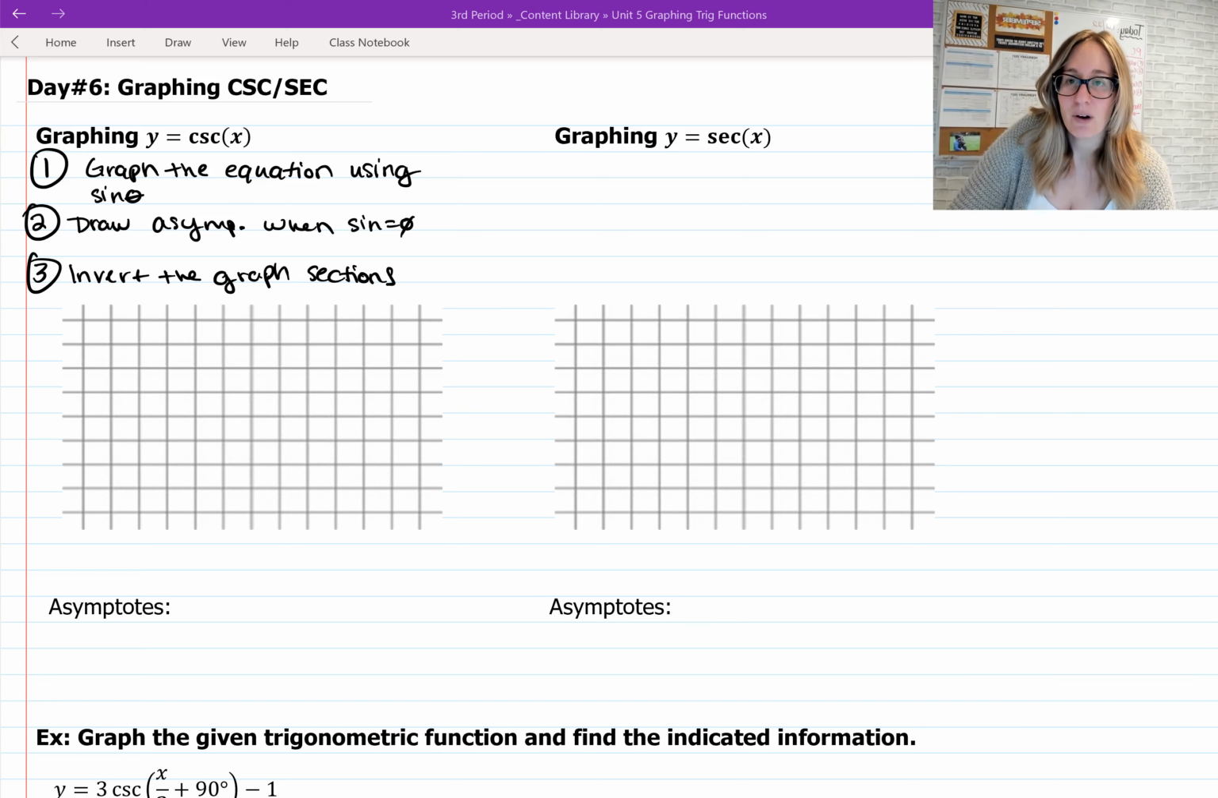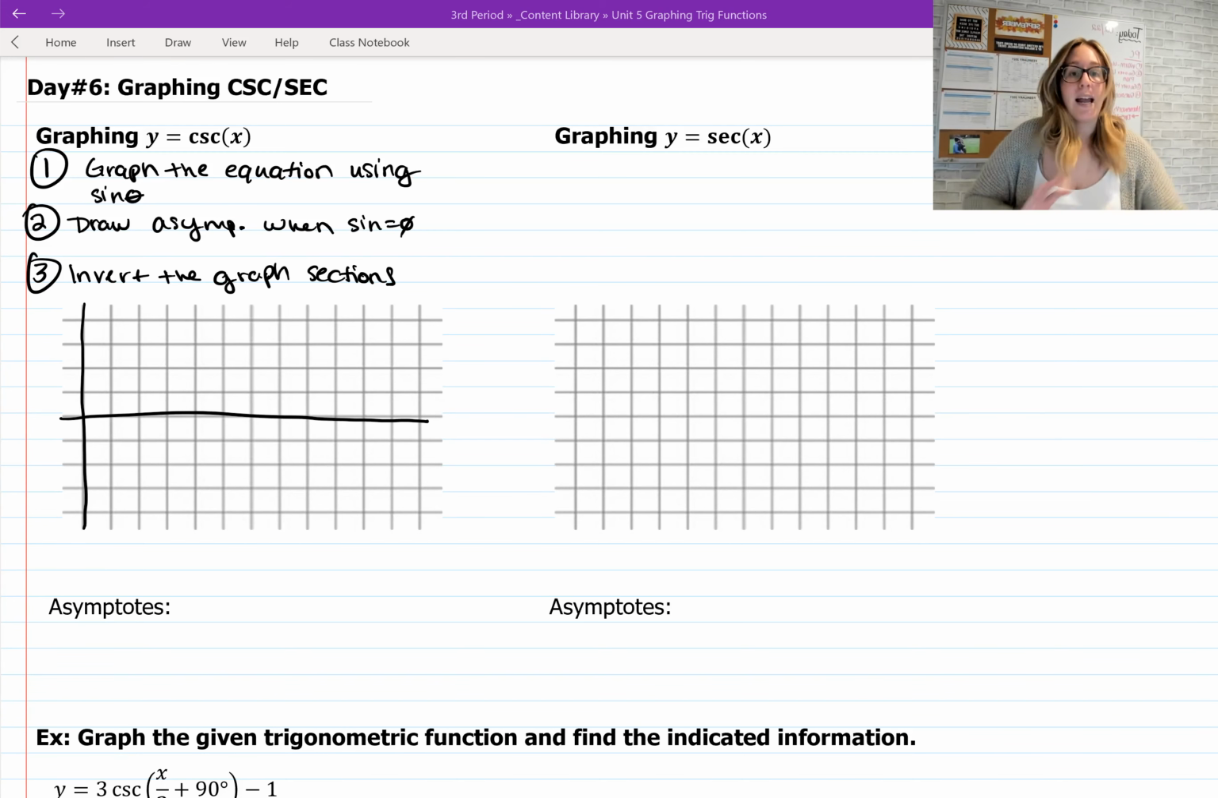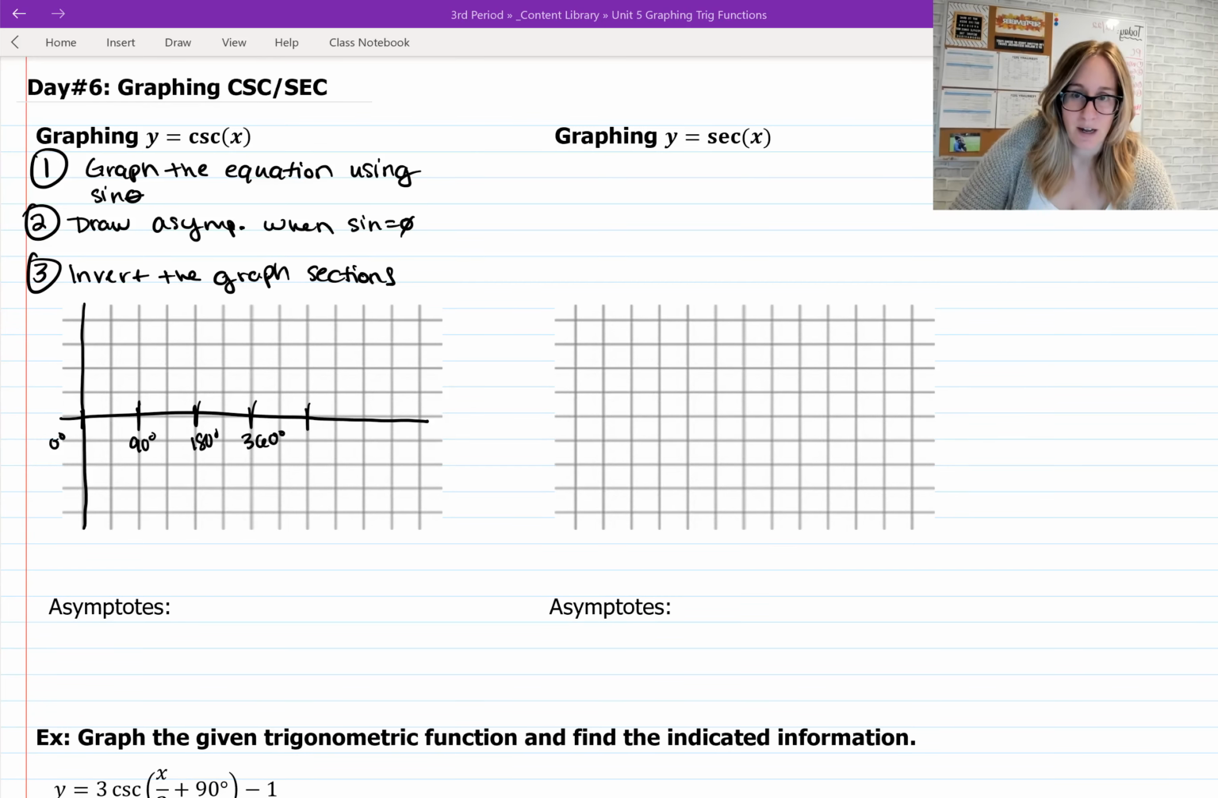Okay, so let's just do it. What we're going to do for graphing cosecant of x is we're actually going to graph sine of x. So that's our first step. I'm going to do my same values I would do for sine on my axis. We'll do this one in degrees. So I have 0 degrees. We got 1, 2, 3, 4. So this is 90. This is 180. And this is 360. So there's one full period for our sine graph.